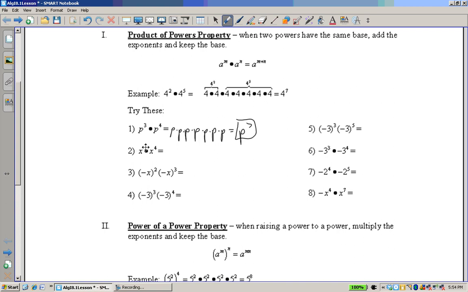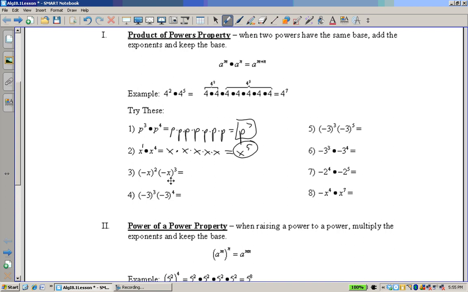Now, some people will think that there's a 0 here. Well, no, think about it. There is one x there, so you could think of that as x to the first power. There are also 1, 2, 3, 4 x's there. So that's 1, 2, 3, 4, 5 x's. So that's x to the fifth power.